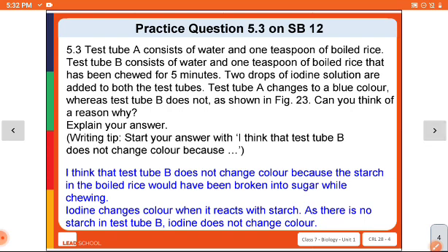So students, I think test tube B does not change color because the starch in the boiled rice would have been broken into sugar while chewing. Iodine changes color when it reacts with starch, and as there is no starch in test tube B, iodine does not change color. So that is the reason.